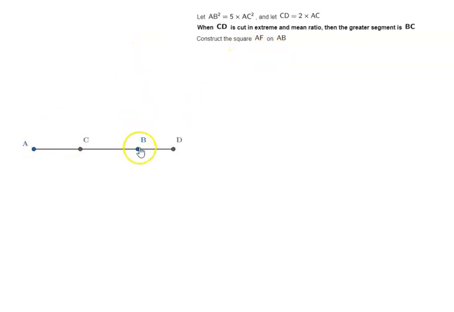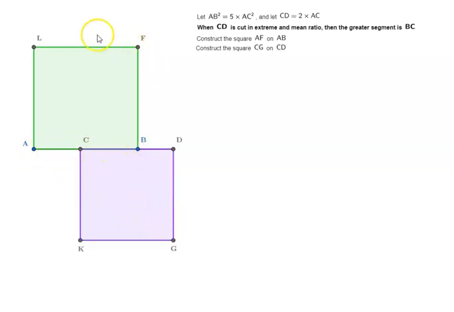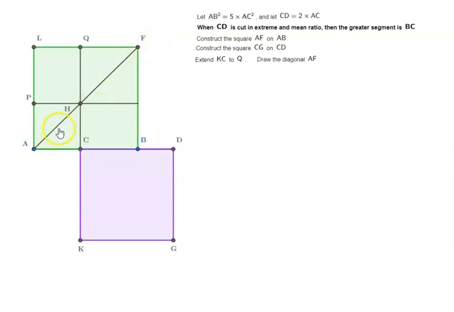Construct the square AF on AB. Now we construct the square CG on CD. So here the square on AB is equal to 5 times the square on AC. So let's take care of that. Here what I have done is I have extended KC to Q. I have drawn the diagonal AF. I have marked the intersection of QC with AF as H, and I have drawn PH parallel to AB. And then I have extended FB to E. I have not done it, so I'll do it now.